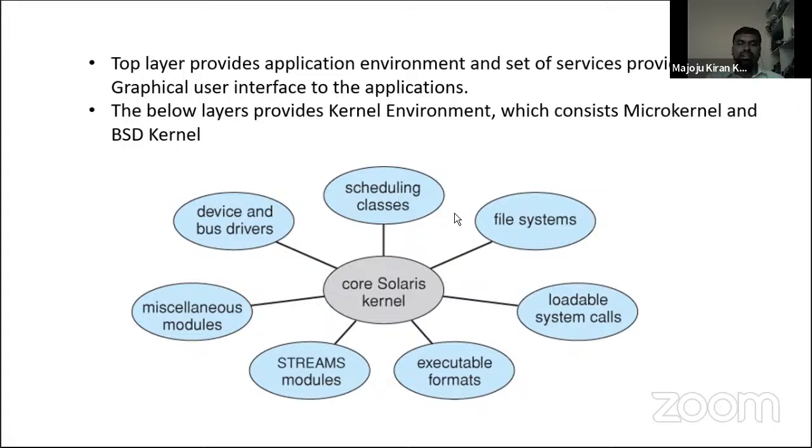So these are all the different modules which can be added to the operating system kernel at runtime. The scheduling classes module can be added at runtime. Similarly, the file systems, loadable system calls, executable formats, stream modules, miscellaneous modules, and device and bus drivers. These can be added to the Solaris kernel on demand, that means as per our requirement at runtime. So these are the different ways of modularizing the operating system.